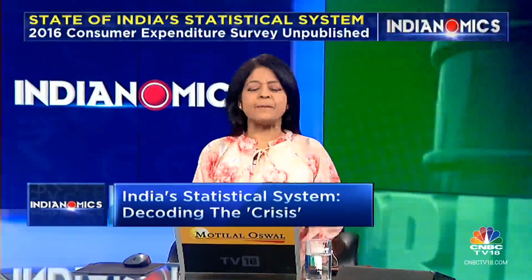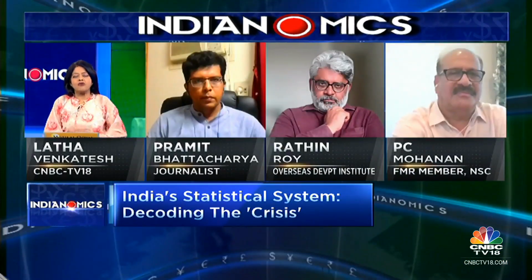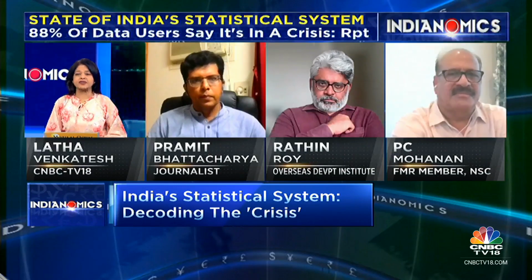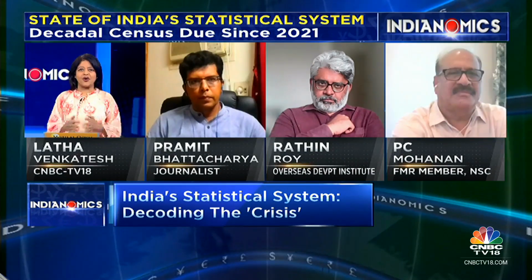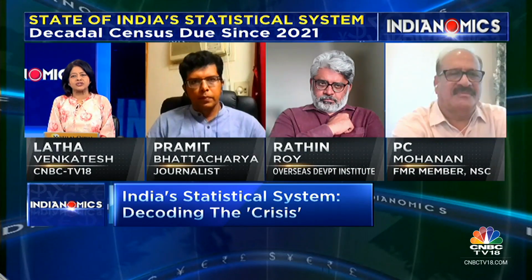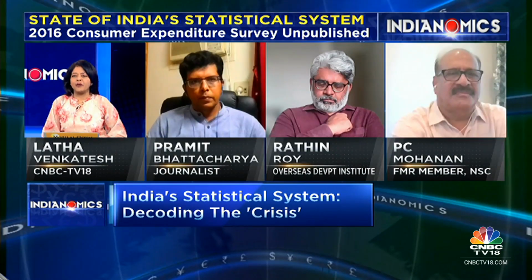Welcome back. We are discussing a paper on India's statistical system and the myriad problems with it and how to set it right, written by Pramit Bhattacharya for the Carnegie Endowment. I've been speaking with the author of the report, Pramit Bhattacharya, former acting chairman of the National Statistics Commission, Dr. Mohanan, and independent economist of the Overseas Development Institute, Rathin Roy. Gentlemen, thank you for your patience.